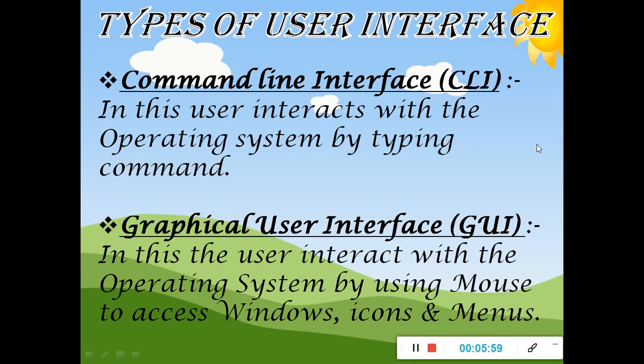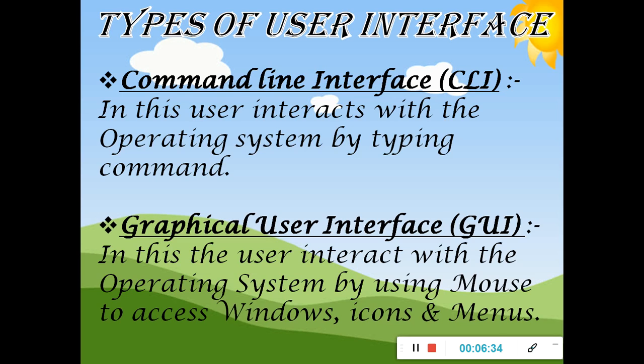Now, types of user interfaces. Earlier, we were using command line interfaces. When computers came into existence, at that time we were using command line interface. Command line interface is a little bit difficult compared to the graphical user interface. In command line interface, when we have to perform any task, like if we had to delete something, then also we had to give a command for that. We had to write a full command to delete something.